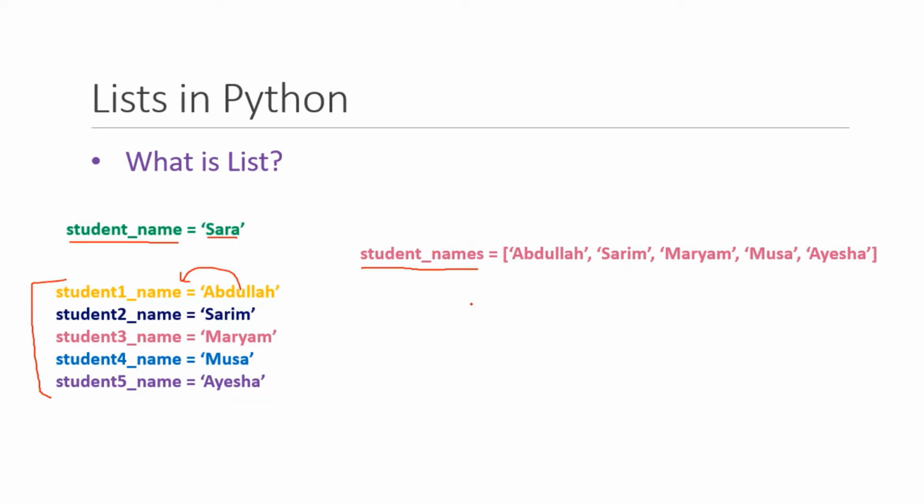What you will do, you just write the name of the list and then these two square braces, and in this square braces you will write all the values separated by this comma. So it will become a list in Python. Now let's move to Colab and let's create some lists.